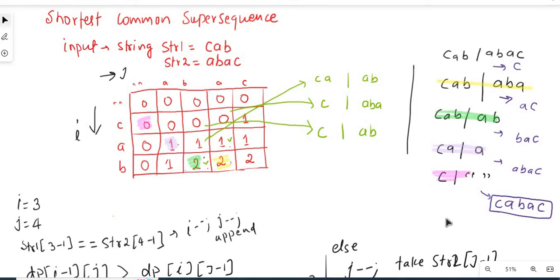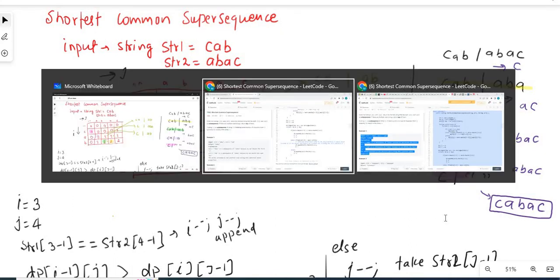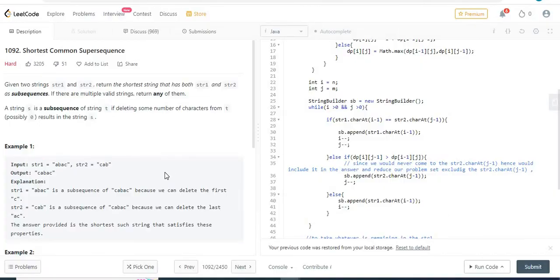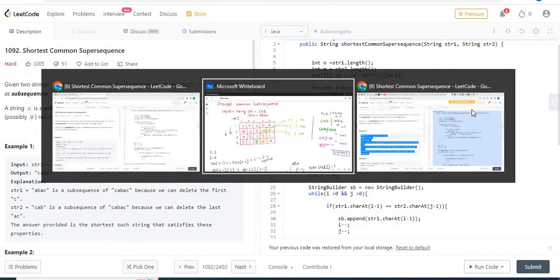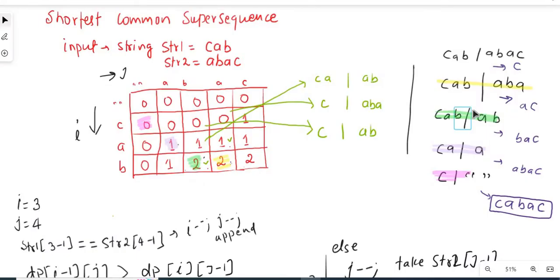Supersequence means both the strings are present, and the supersequence should be the smallest. That is the main criteria. It should be shortest because we can make a supersequence very large. So in this question, you can check this question over here. This is a LeetCode question, and I have attached the code in the description. But the main purpose of this video is to understand how this algorithm works, and how we come to the conclusion.